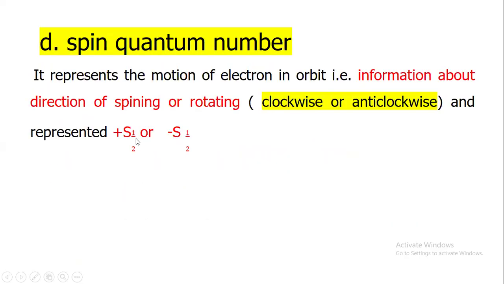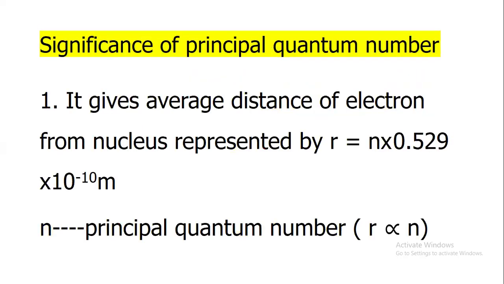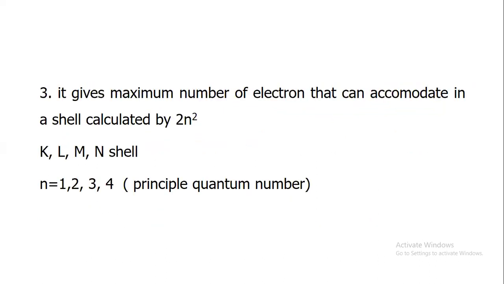In quantum number, it represents motion of electrons, orbital information about direction of electrons, rotating clockwise or anti-clockwise, and represents plus half or minus half. Significance of quantum numbers: it gives distance of electrons, gives average energy, maximum number of electrons.